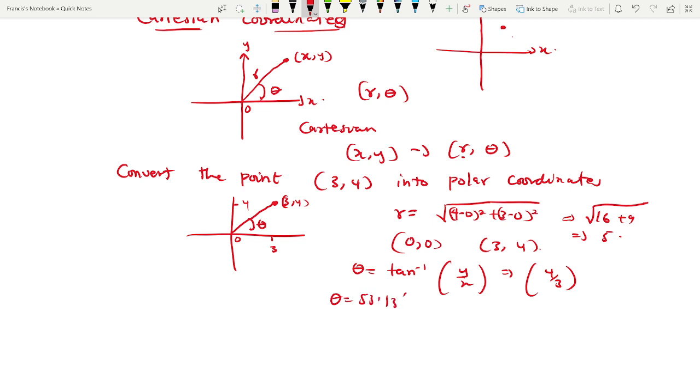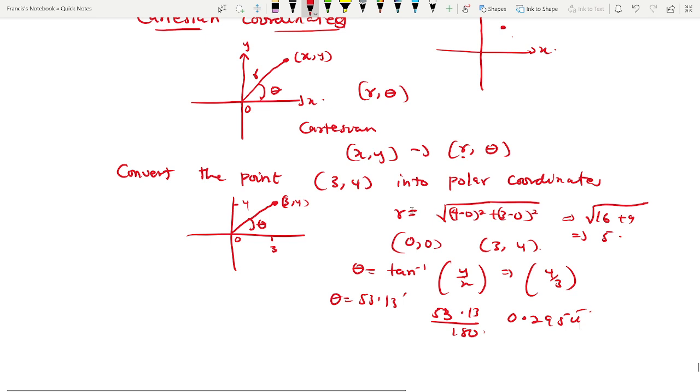But normally, it's advisable to leave your answer in pi radians. Degrees is also right, but depending on what the question is asking you to do, you can either leave it in degrees or pi radians. To convert this to pi radians, you just have to divide this by 180. So 53.13 over 180, it's simply divided by 180, and you're getting 0.295 pi. So that is how we convert a Cartesian point to a polar coordinate, right?